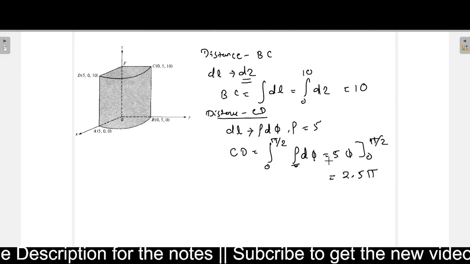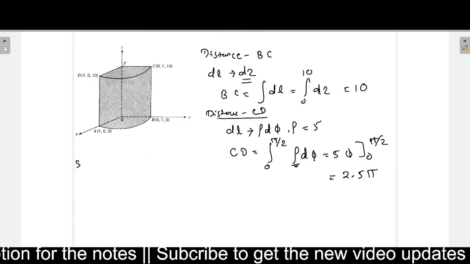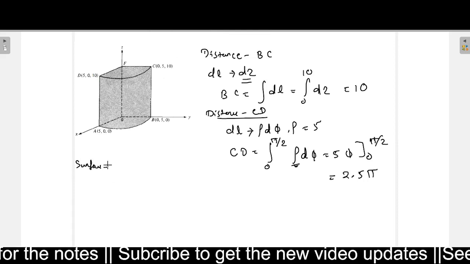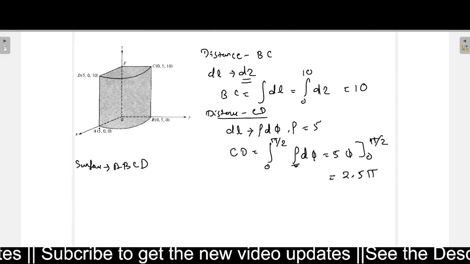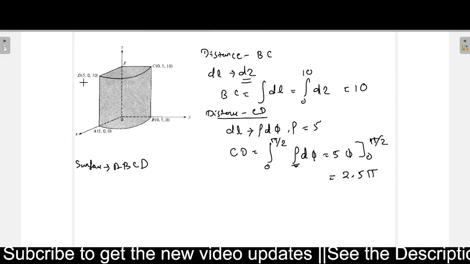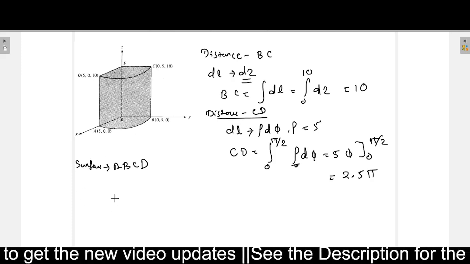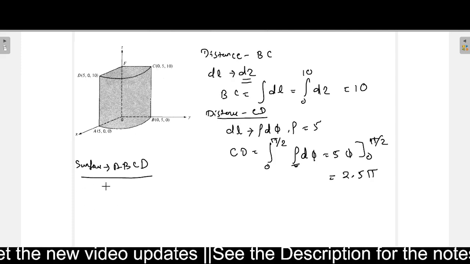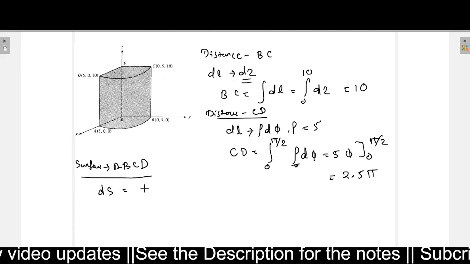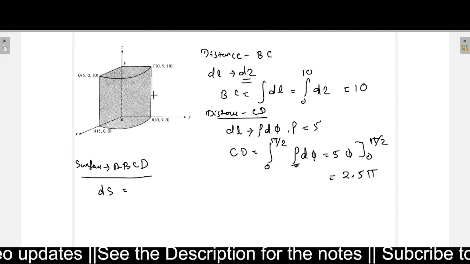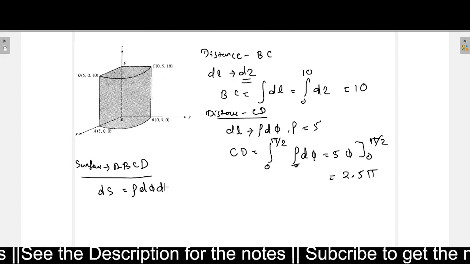Next question is to find the surface on ABCD. Okay, surface. So let us see what ABCD is. A is here, B is here, C is here, D is here. So basically it is asking for the outer side surface. To find the surface, first of all I need to know what the ds is here. What is the differential surface? It is a combination of this axis and the rho axis, so it will be rho d phi into dz.